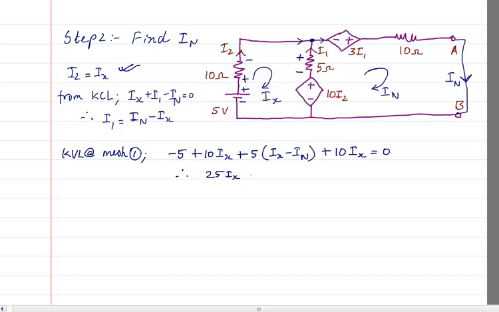Therefore 25 Ix, and which is the In? In is only one, which is minus 5 In is equal to plus 5. And that is my first equation for solving the two unknowns Ix and In. That is the first equation. What about the second equation? Second equation is for the second KVL. KVL at mesh 2.